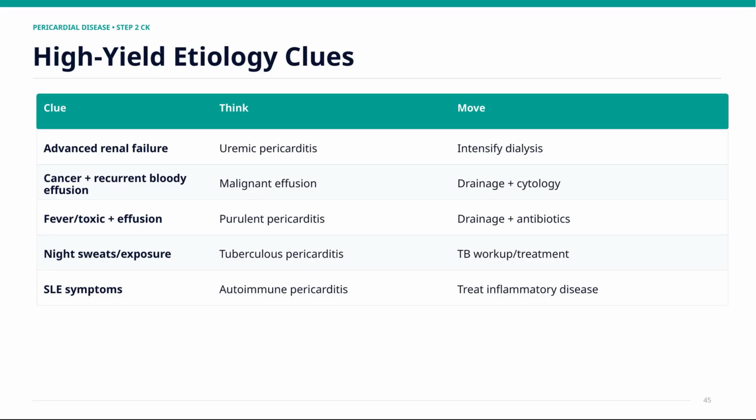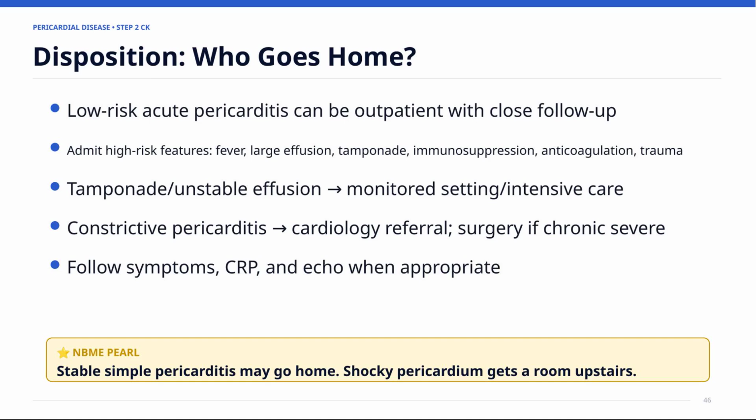Advanced renal failure, think uremic pericarditis, intensify dialysis. Cancer with a recurrent bloody effusion, think malignant effusion. Drainage plus cytology. Fever and a toxic appearing patient with effusion, think purulent pericarditis. Drainage plus antibiotics. Night sweats and known exposure, think tuberculous pericarditis.